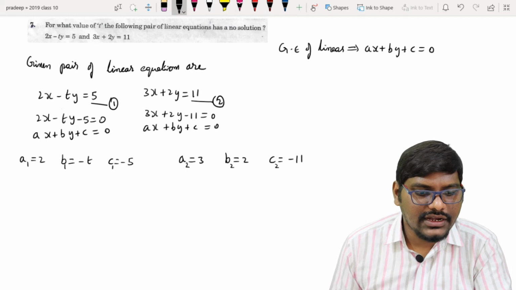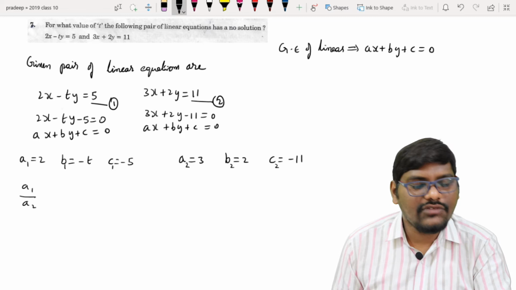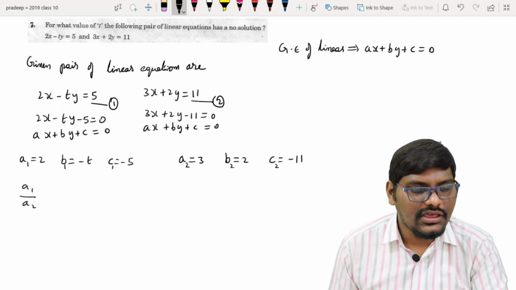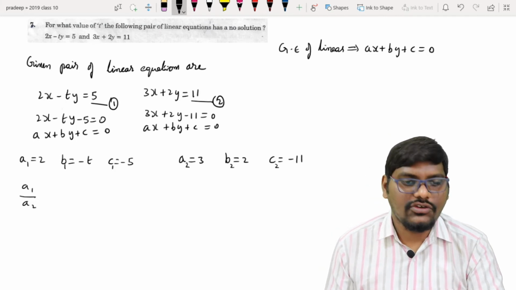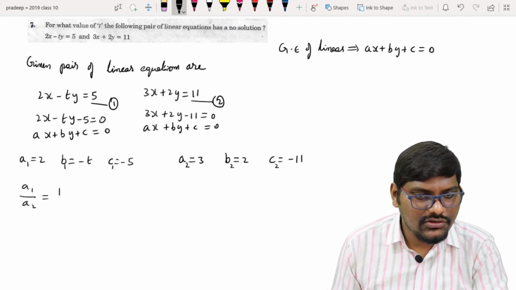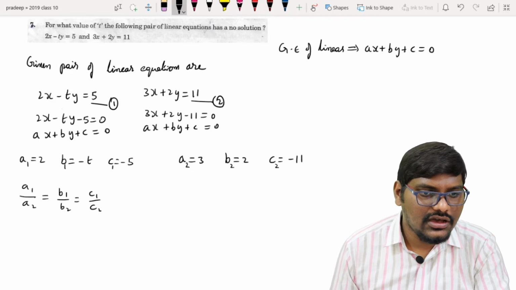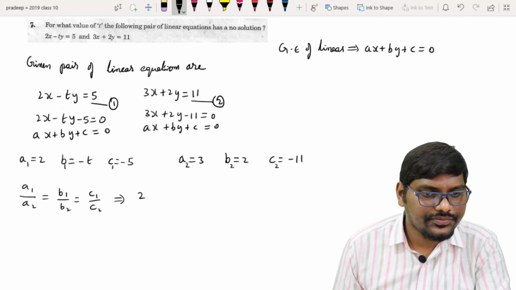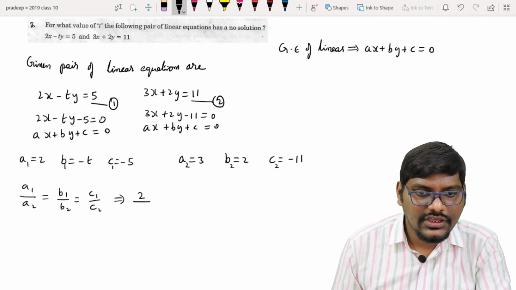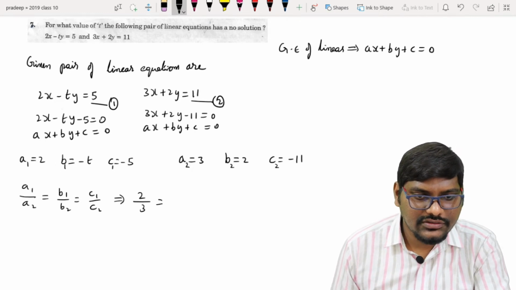So we'll go for the condition of a1 by a2. In a pair of linear equations, this is the very condition where we check whether the given equations are intersecting, parallel or coincident. That is a1 by a2 equal to b1 by b2 equal to c1 by c2. Let's substitute all this, then we'll get the t value. What is a1? a1 is 2, a2 is 3. b1 was minus t.